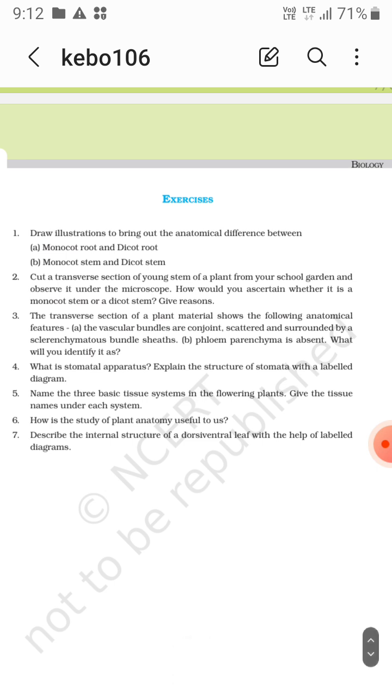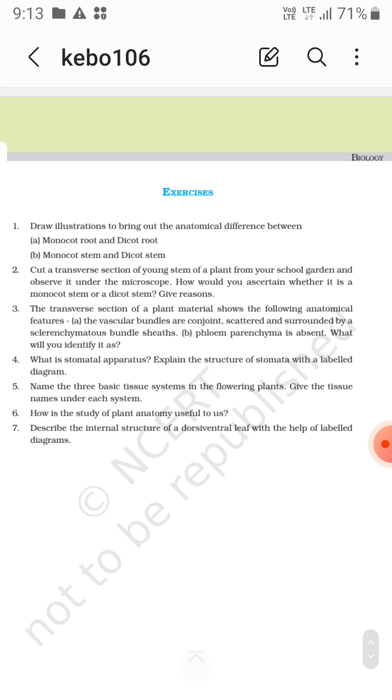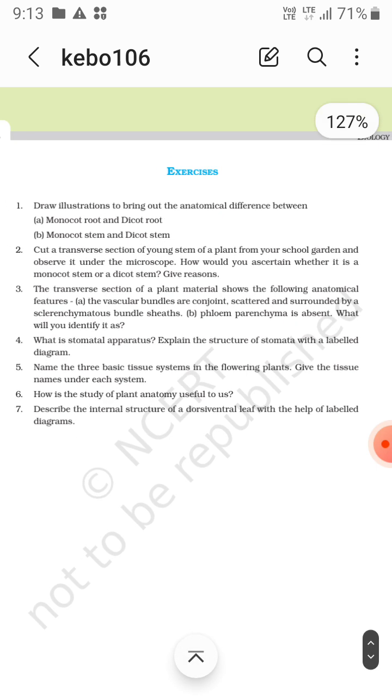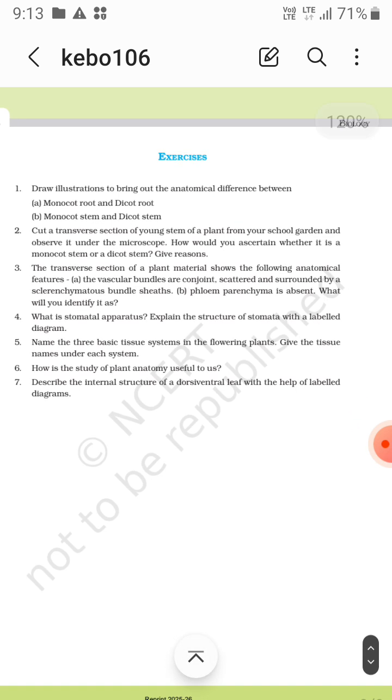Cut a transverse section of a young stem of a plant from your school garden and observe it under the microscope. How would you ascertain whether it is a monocot stem or a dicot stem? Give reasons. In monocot stem the ground tissue is not differentiated, and in dicot stem the ground tissue is differentiated, with collenchyma in the hypodermis region. Also, dicot stem shows secondary growth, and monocot stem does not.